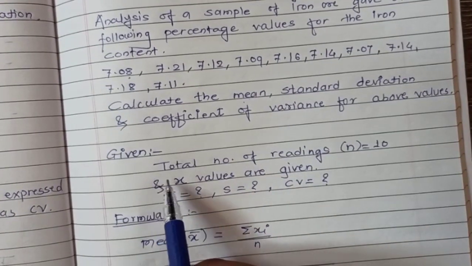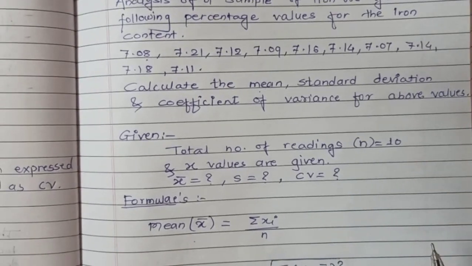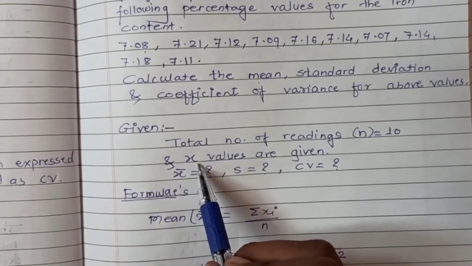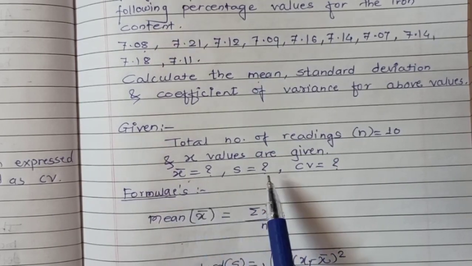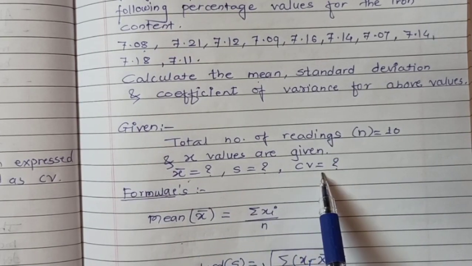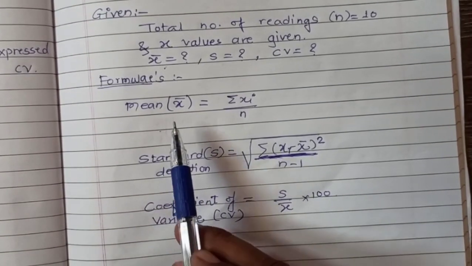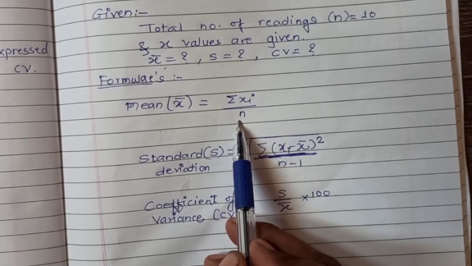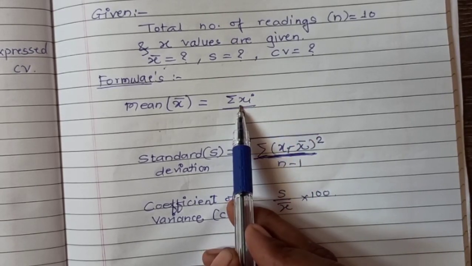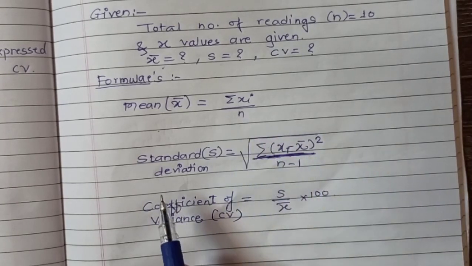Given total number of readings, n, is equal to 10. X values are given here and we have to calculate x bar, s and cv. Formulas I have written here. Mean, x bar, is equal to summation of xi divided by n, meaning addition of the total number of given values divided by the number of readings.